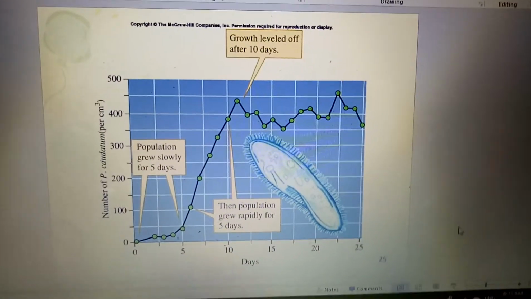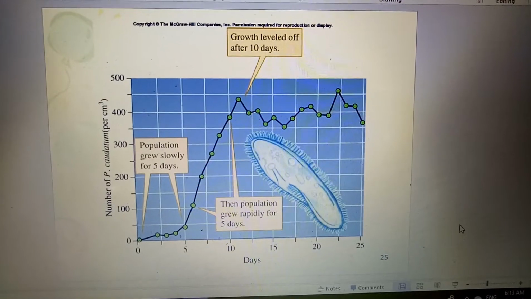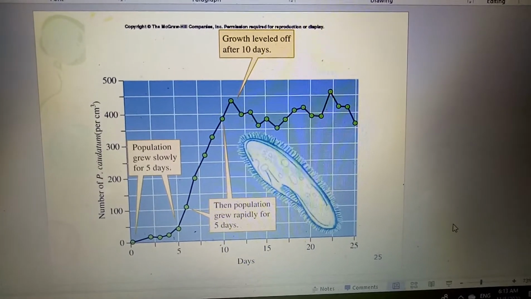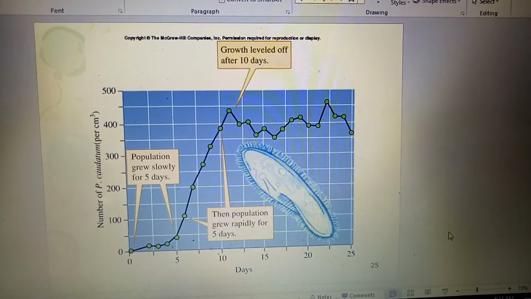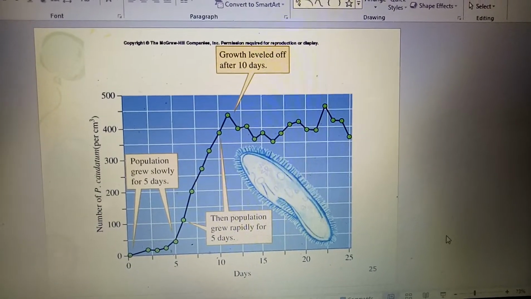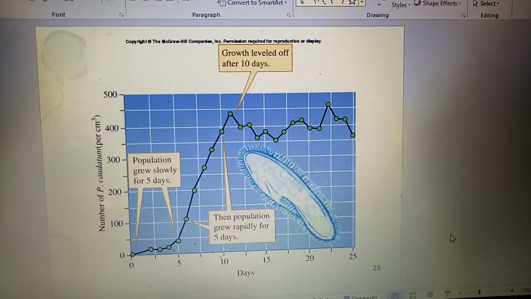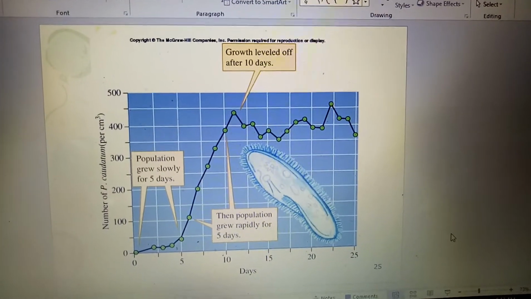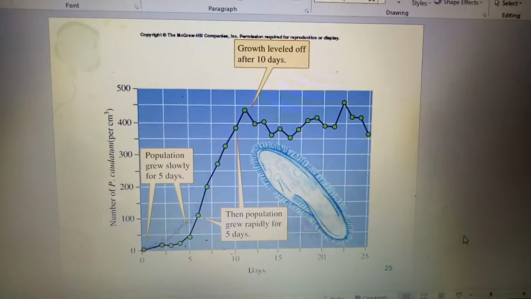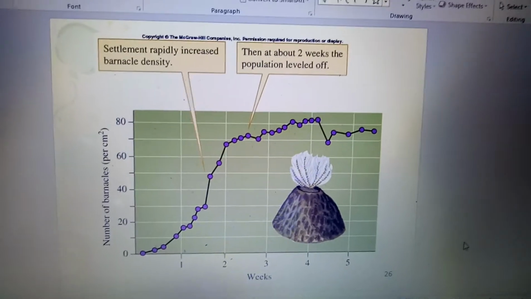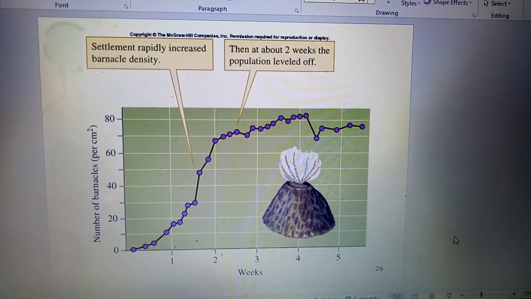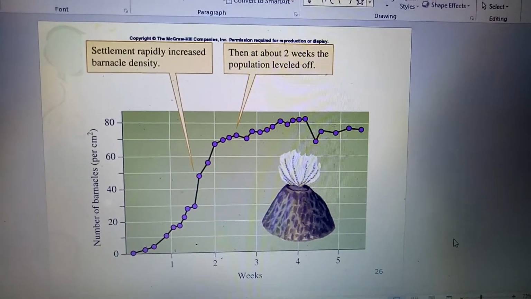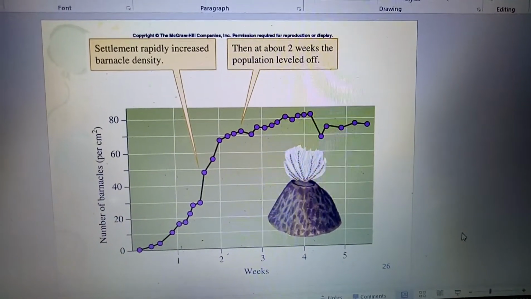This is another example, for Paramecium. The population grew slowly for 5 days, then grew rapidly for 5 days. After that, growth levelled off after 10 days, then fluctuated until they died. This is one more example: settlement rapidly increased barnacle density, then at about 2 weeks the population levelled off.